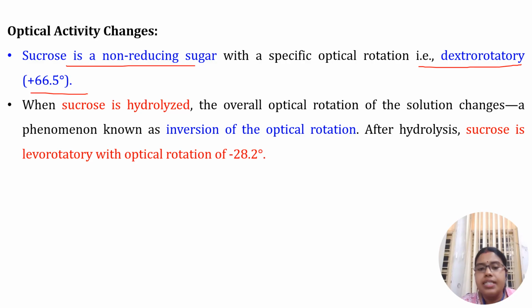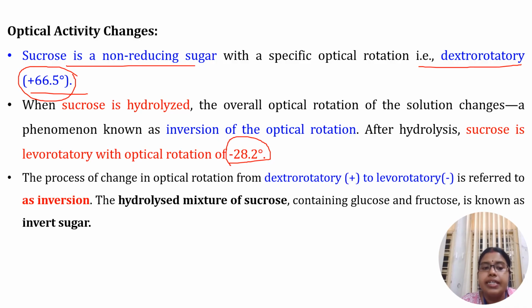When sucrose is hydrolyzed, the optical rotation actually changes. It is converted from dextrorotatory to levorotatory. It is known as the inversion of optical rotation. So from plus 66.5 degrees, it is converted to minus 28.2 degrees. The process of dextrorotatory to levorotatory conversion is known as inversion. And the hydrolyzed mixture of sucrose that contains glucose and fructose is commonly known as invert sugar.